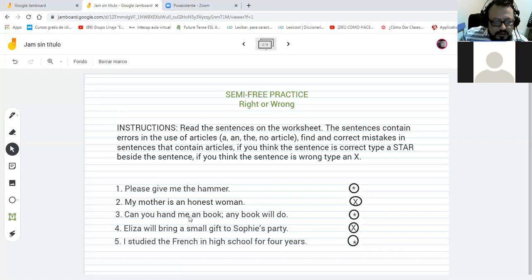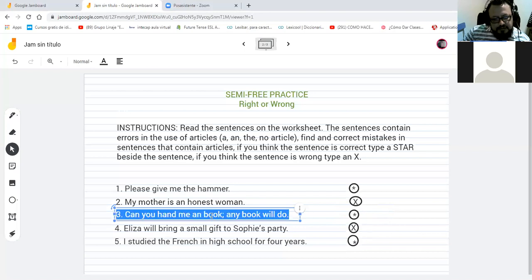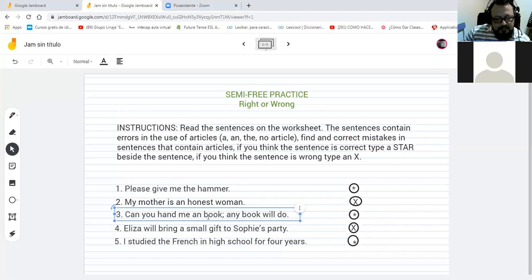Can you hand me a book? Any book will do. You answered on this one that it is correct. However, it is not correct. Remember that one of the rules is that if this word starts with a consonant, then it automatically turns into A.